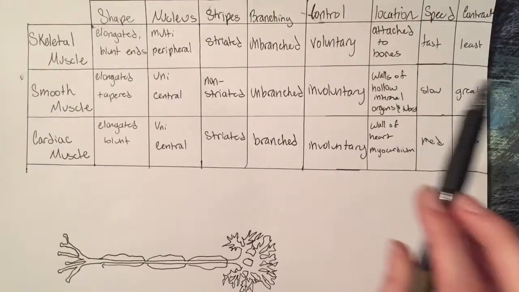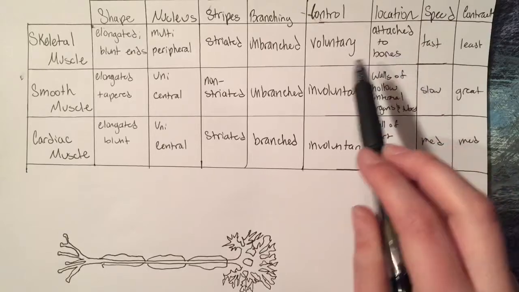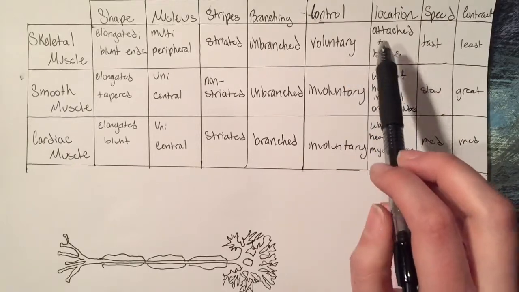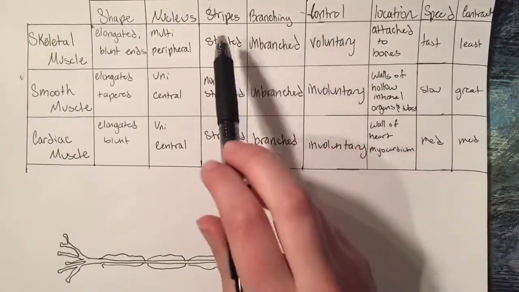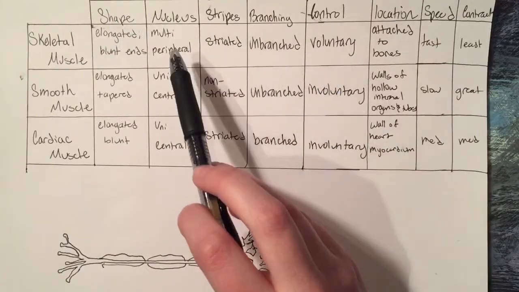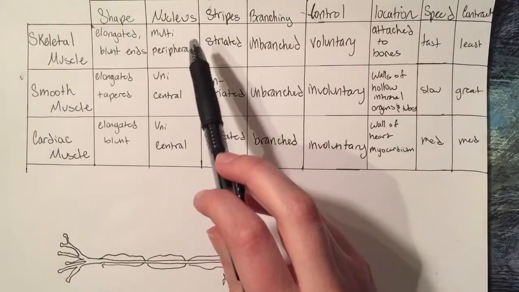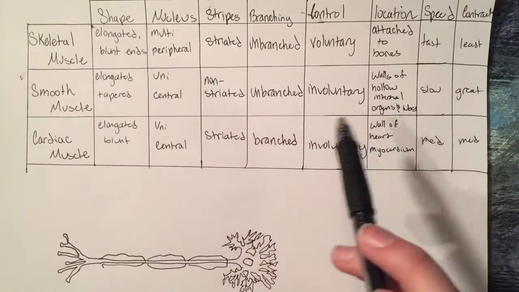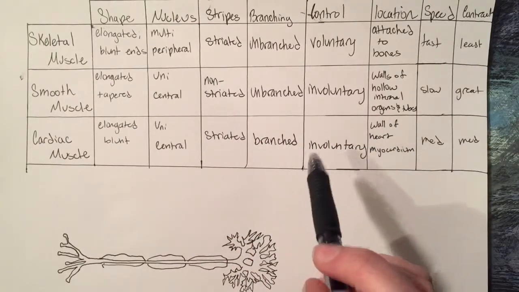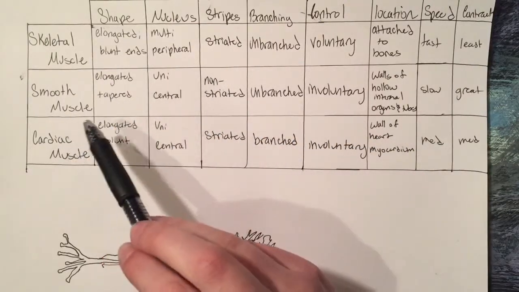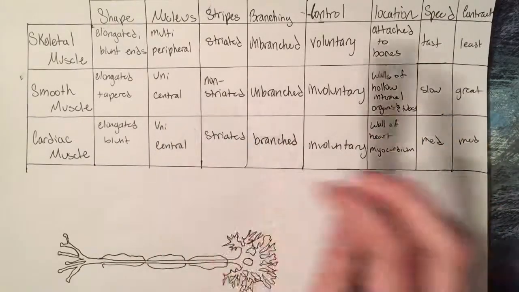Skeletal muscle is attached to your bones, which is going to do your main movement. It is voluntary, unbranched, striated, so it has stripes, and is multinucleated, and the nuclei are on the periphery, or the sides of the cells. And the skeletal muscle cells are really, really long.